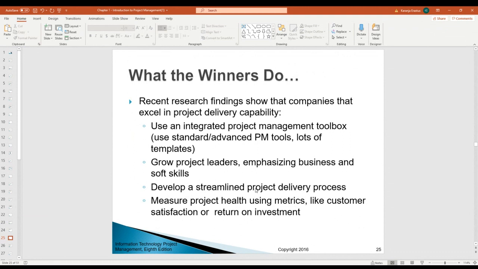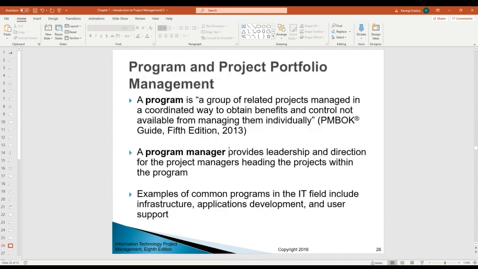Okay, so grow the project leaders. This is what most of the companies do. They develop project leaders and they use tools, project management tools, and templates. Templates are predefined, formatted. All you have to do is populate it with the information. If you use a template, it's because it has been developed, tested, and used before. Okay, so that's that. Any questions?